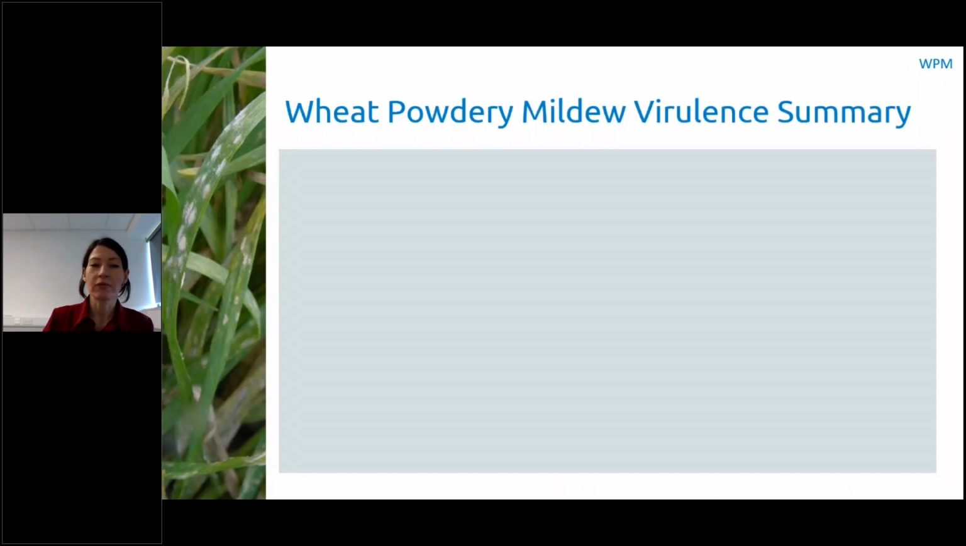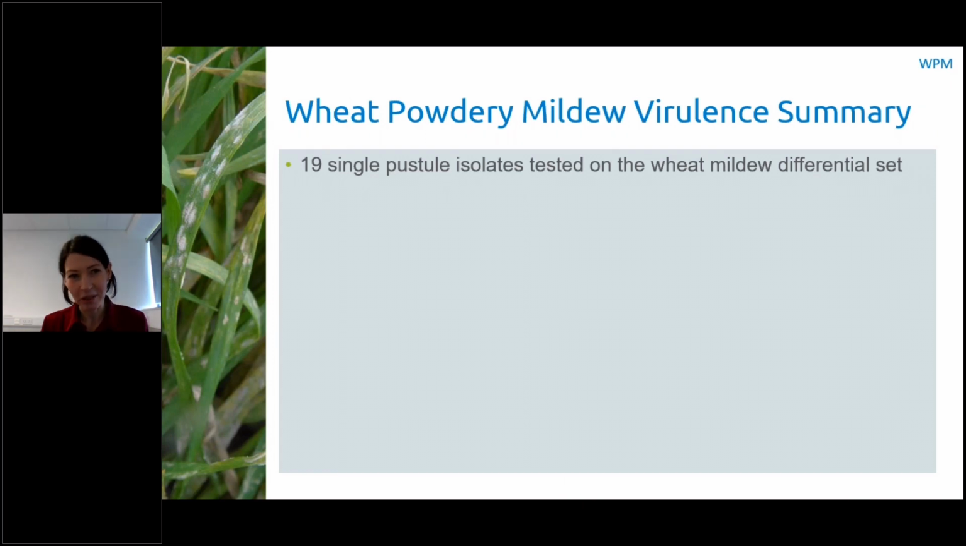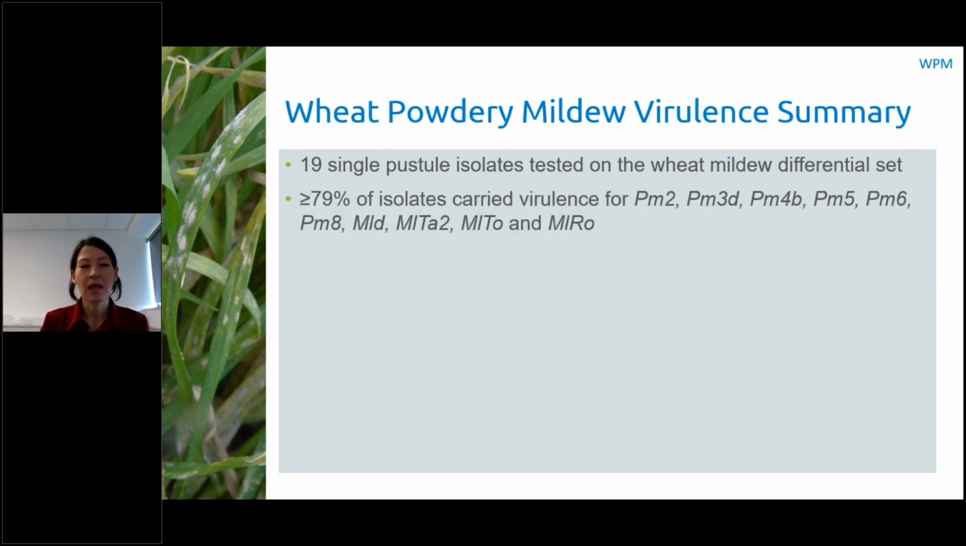So instead of going through all the virulence frequencies, I've just got some key bullet points. So I tested 19 single pustule isolates on the wheat mildew differential set, and 79% or more of the isolates carried virulence for PM2, PM3D, PM4B, PM5, PM6, PM8, MLD, MLTA2, MLTO and MLRO.